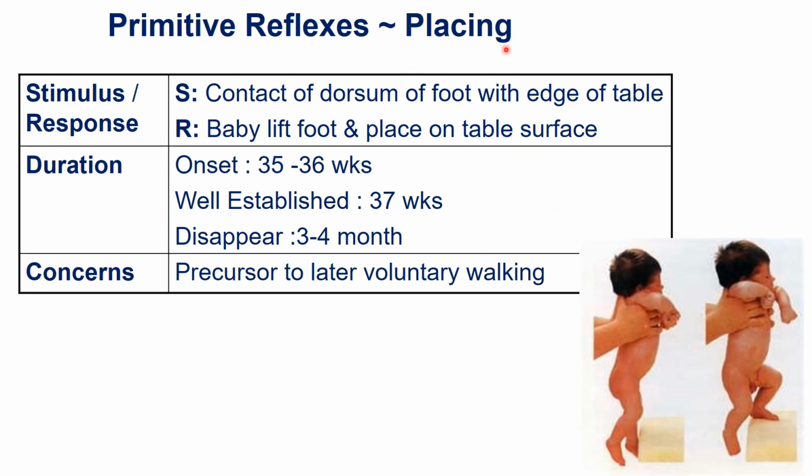Now placing reflex. Here the stimulus is contact of the dorsum of the foot with the edge of the table. Suppose this is a table, you bring the dorsum of the foot in contact with this edge of the table, then the response will be the baby will lift the foot and place it on the surface of the table like this. Onset is 35 to 36 weeks, well established 37 weeks, and disappearance is 3 to 4 months of age. This reflex is a precursor to later voluntary walking.